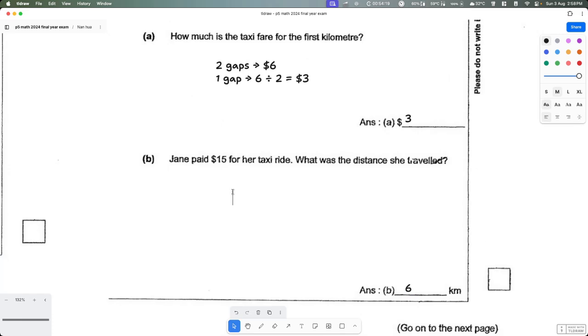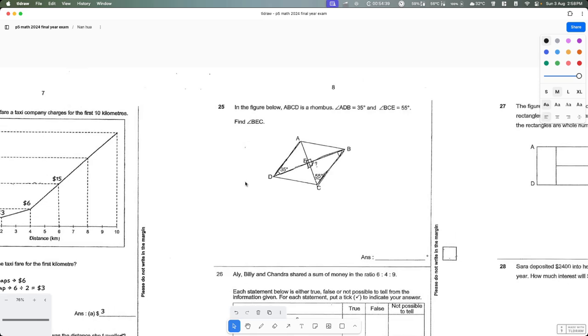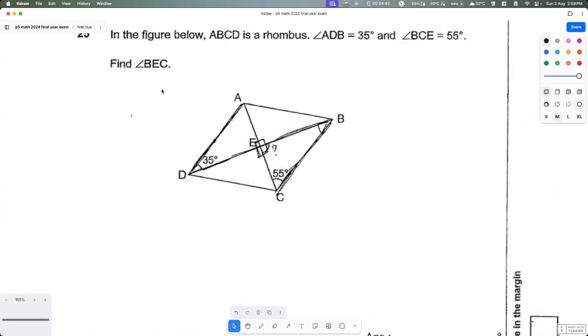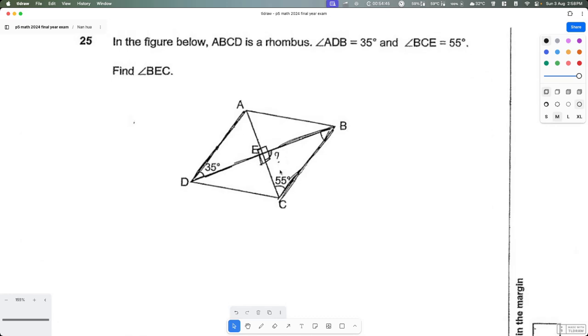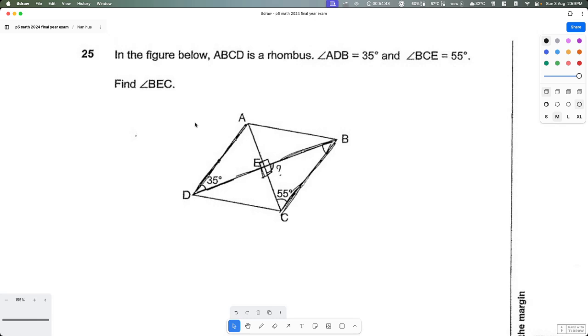From the graph, 6 kilometers traveled costs $15. Let's move on to the next question. Question 25, a little bit of workings over here. It says that in the figure below, ABCD is a rhombus, ADB is 35 degrees, and BCE is 55 degrees. Find BEC.